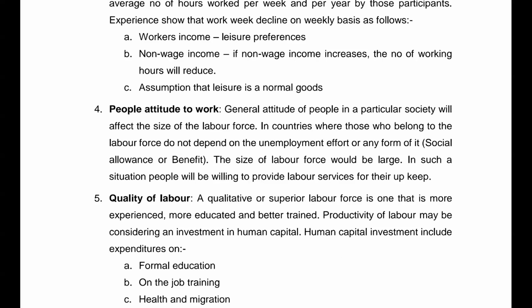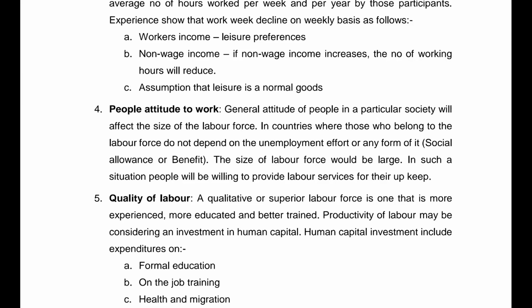The experience will show that the work week will decline on a weekly basis. That is to say, the worker's income and the leisure preferences that people have matter. For non-wage income, if non-wage income increases, then the number of working hours will reduce. And again, the assumption here is that leisure is a normal good.